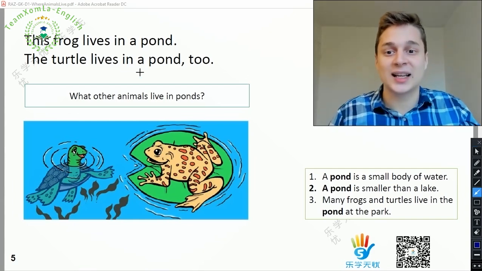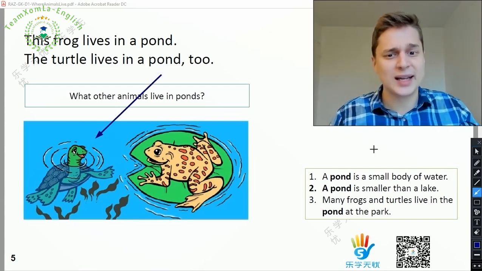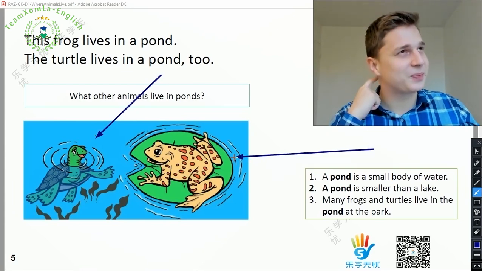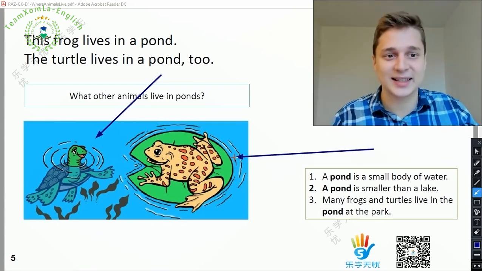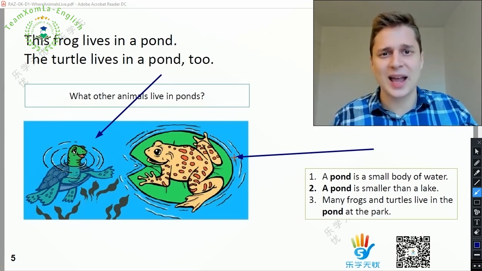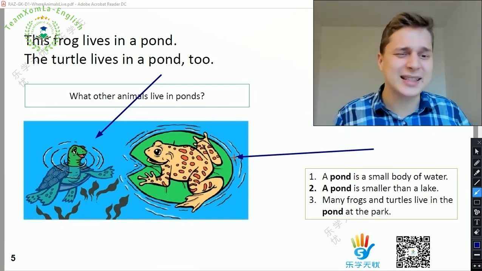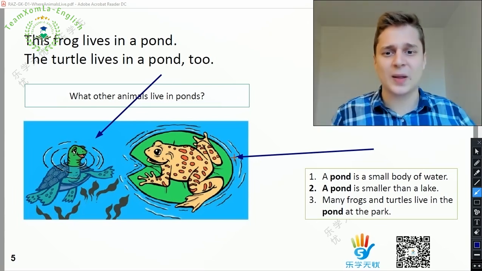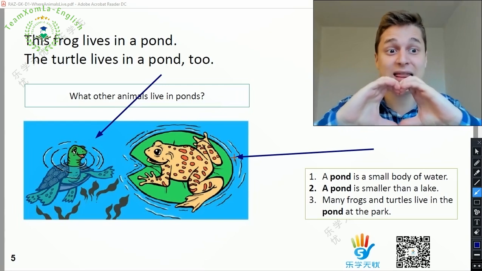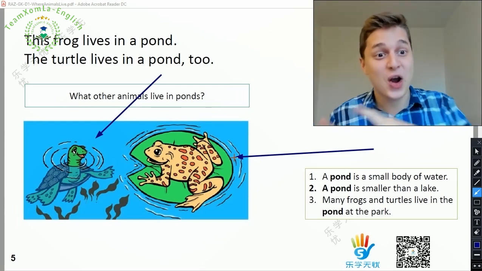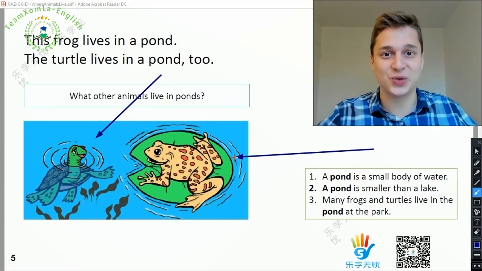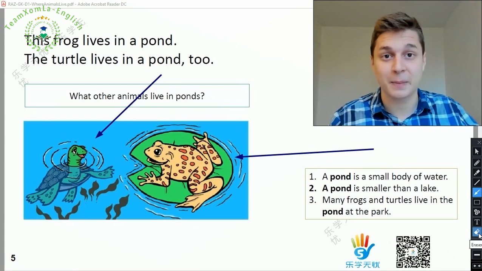Why does a turtle live in a pond? Why does a frog live in a pond? There are a couple of good reasons. For example, what can we find all around every pond? We can find flies and insects and bugs all around the pond. Frogs love bugs and insects, so frogs go to the pond to find food. That's their reason for living in a pond, because they can find lots of food there.